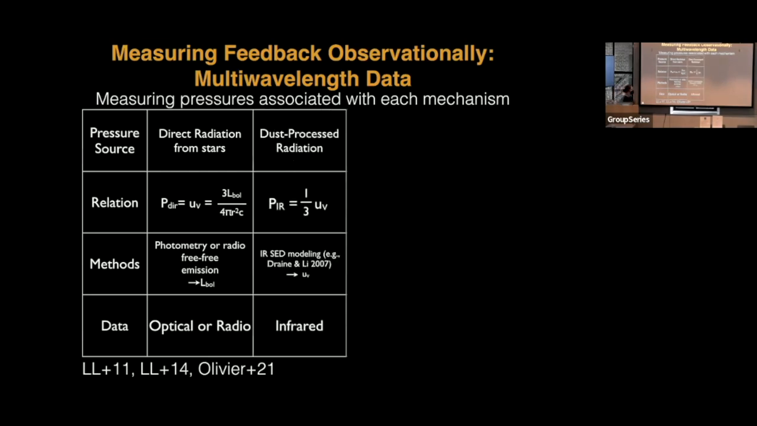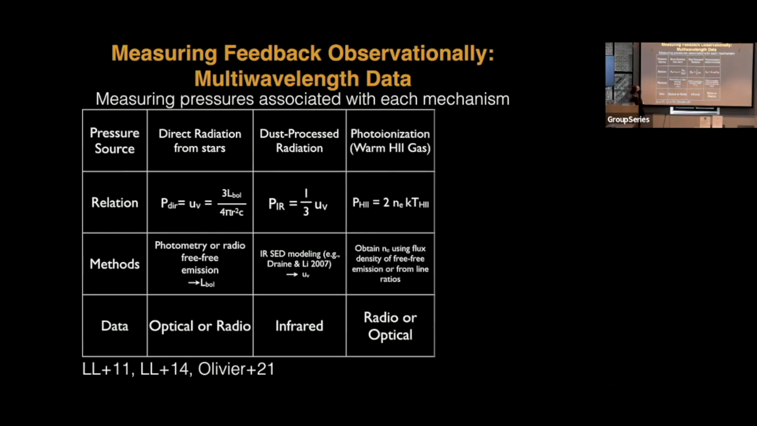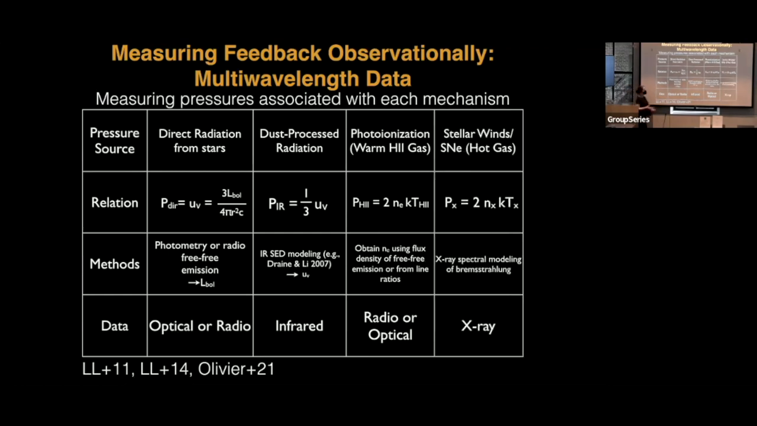The dust processed radiation, you're going to need infrared observations to evaluate this term, in particular mid-infrared observations, and doing IR SED modeling lets you evaluate the radiation that's absorbed and re-radiated by the dust. If you want to evaluate the photoionized gas, that produces a warm gas pressure, which is 10 to the 4 Kelvin. In order to evaluate that, you need to get a measure of the electron density of that warm gas. And you can get this from radio or optical or infrared line ratios. And then finally, if you want to evaluate the stellar winds or the supernovae, which shock heat gas, then you really need X-ray observations. So you can do X-ray spectral modeling of the Bremsstrahlung continuum, and that gives you the density and temperature of that hot gas.